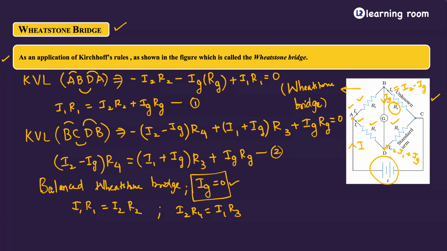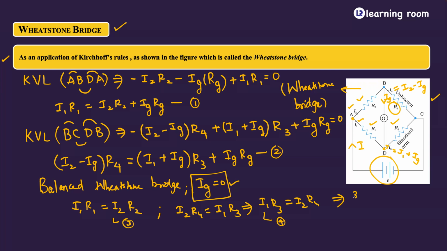Now I'll divide these two expressions. Before I divide this, I will write it in the reverse. It is I1 R3 is equal to I2 R4. The reason I wrote it in the reverse is because here it is starting with I1 and R1, and here it should start with I1 and R3. So I want I1 on one side and I2 on the other side. Let me call this 3 and this 4.